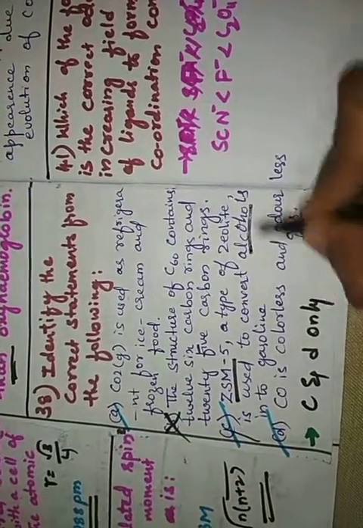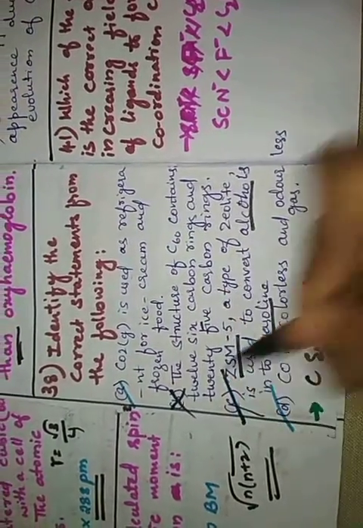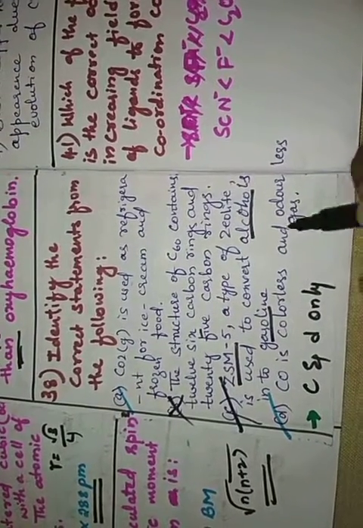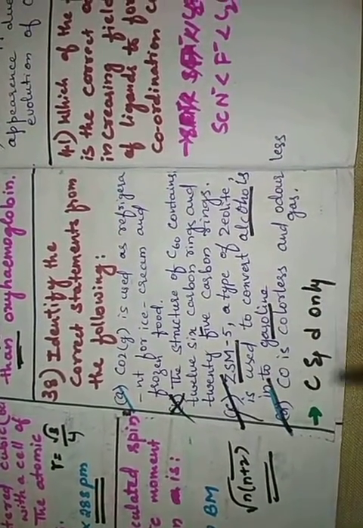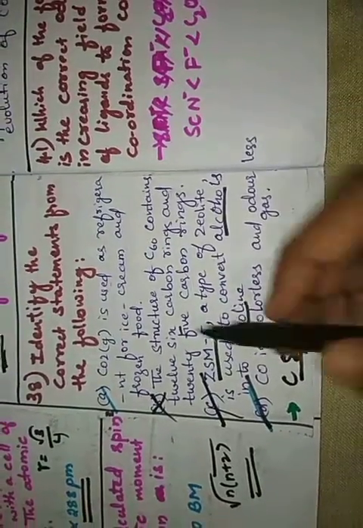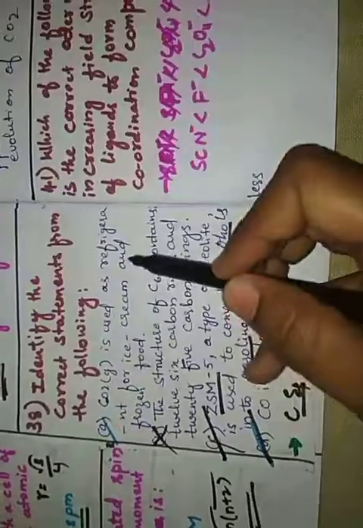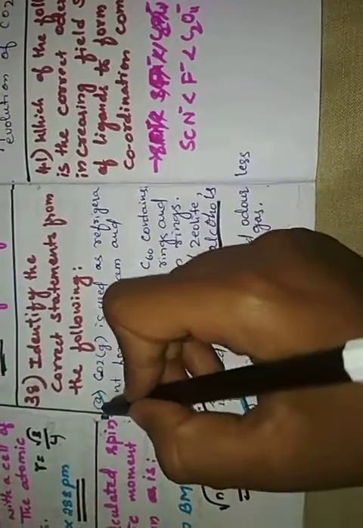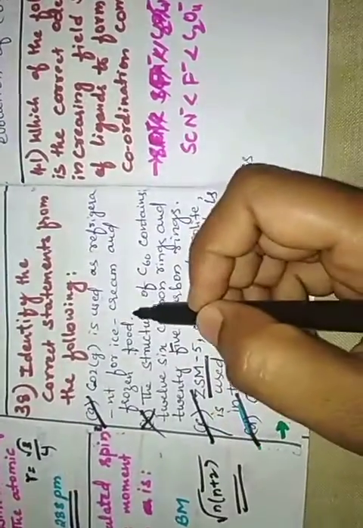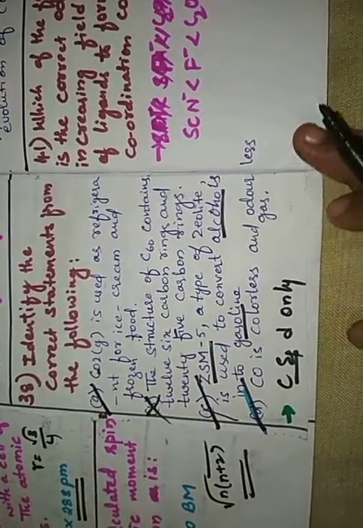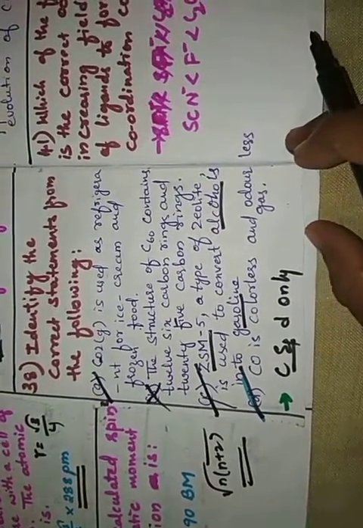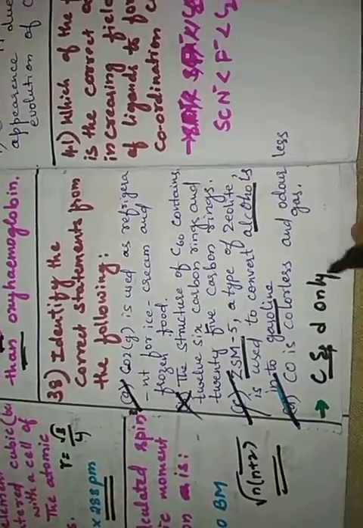ZSM5 can convert alcohol into gasoline. This one is correct. And CO is a colorless, odorless, flammable gas. C and D is the option. I think CO2 is used as a refrigerant for ice cream and frozen food, this one is also correct. I predicted that A, C, D is correct, but in the paper it is not given. Then you can write CD is correct.